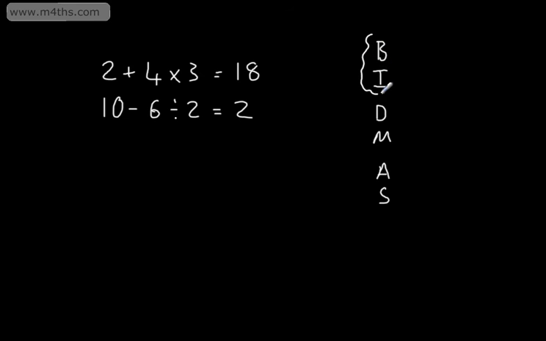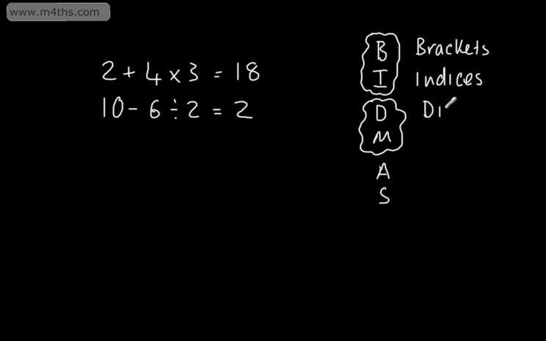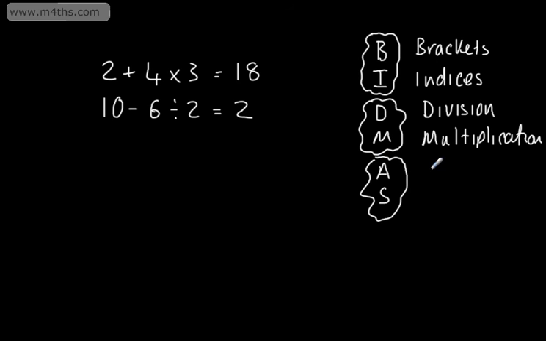This is our first level here, and the B stands for brackets. So we do brackets first, then we've got indices. Indices are powers. So for example, if we needed to square a term, we would square that before we did any of these. The next level here is division and multiplication. So let's just write this down, division and multiplication. And then finally in our calculation, the last thing we would do is addition or subtraction.